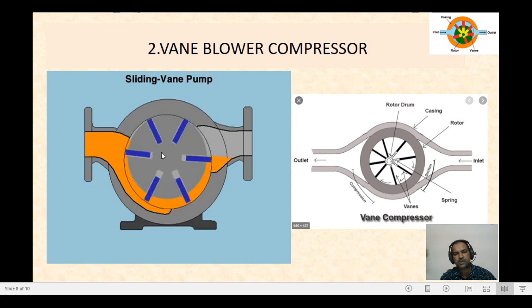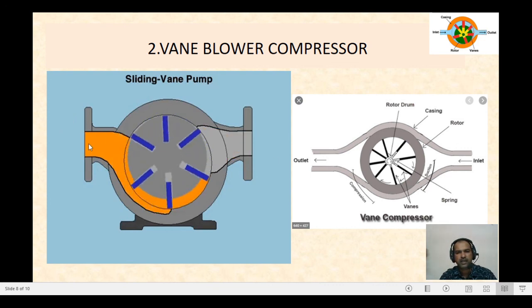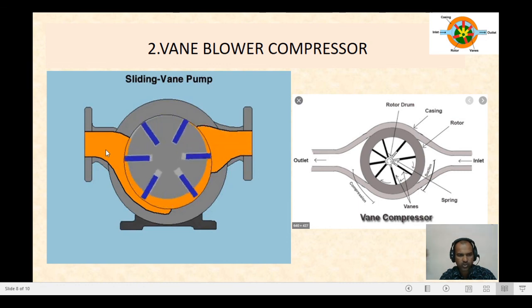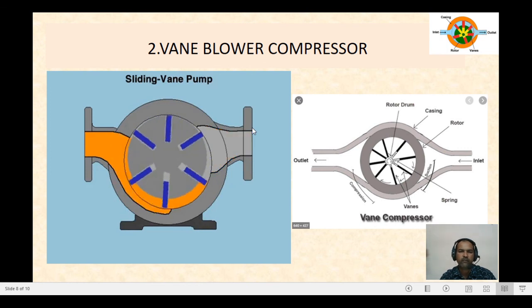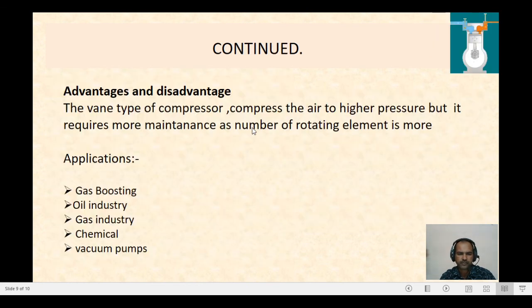So here you can see the animation. This is the inlet and this is the outlet, or you can say discharge. Due to suction or vacuum, the air enters through this suction, and then the plates move. Where the space is, the air gets stored, and during the movement it is compressed and discharged to the other end. So this is the working principle of the vane blower compressor.